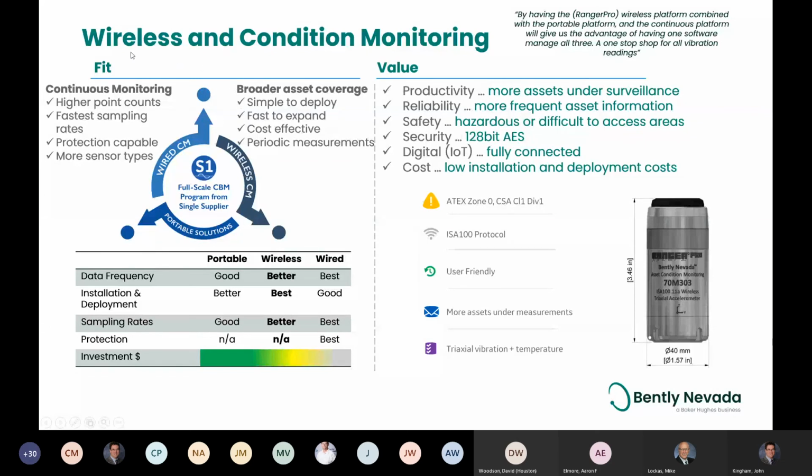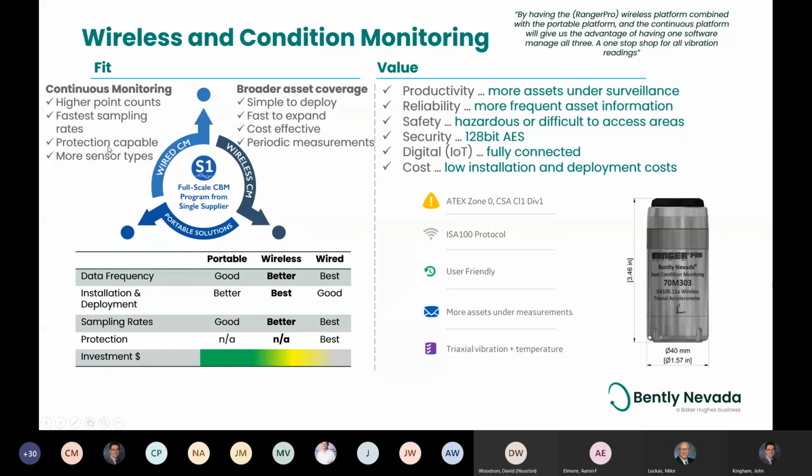Okay. So let's talk about wireless condition monitoring and the fit, right? So there's a couple of different ways you can monitor equipment. Most typically, you know Bently Nevada for our protection systems. So that's wired continuous monitoring and condition monitoring as well. You get higher point counts. It's got the fastest sampling rate because it's sampling continuously. And it's capable of doing protection.